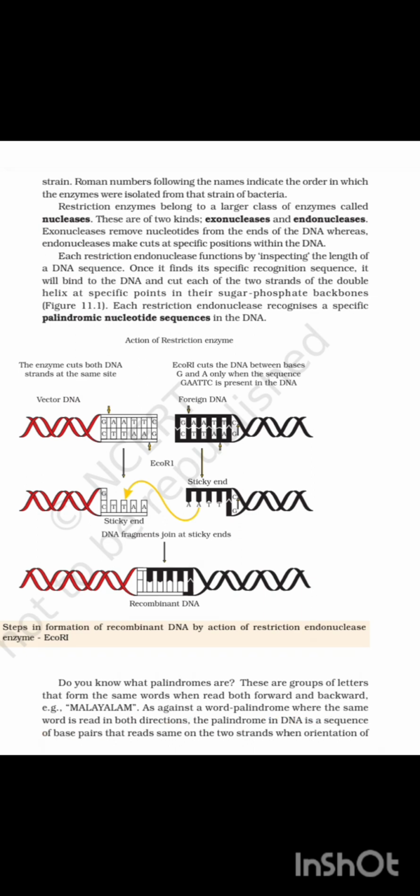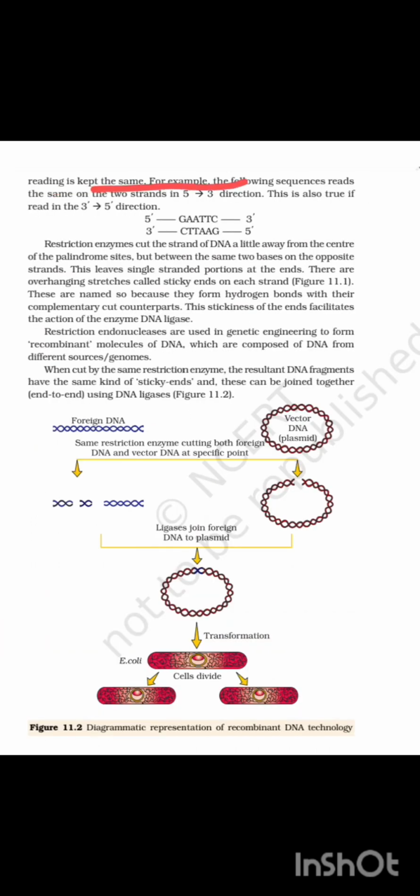The palindrome in DNA is a sequence of base pairs that reads the same on the two strands when the orientation of reading is kept the same. For example, the following sequence reads the same on the two strands in the 5' to 3' direction. This is also true if read in the 3' to 5' direction. Restriction enzymes cut the strand of DNA a little away from the center of the palindrome sites, but between the same two bases on the opposite strand.